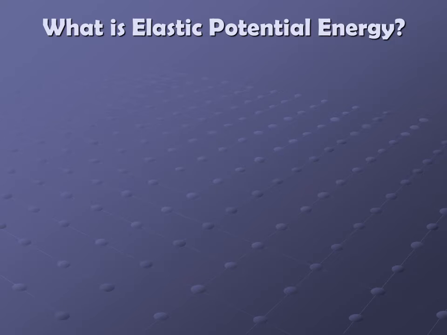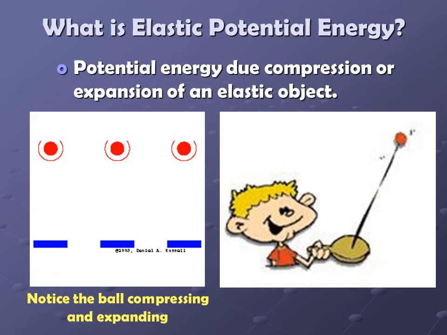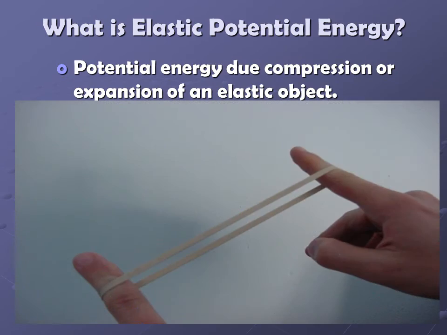So let's talk about elastic potential energy. Elastic potential energy is energy due to compression or expansion of an elastic object. We have a couple different examples here. You have a bouncy ball. This is a bouncy ball in slow motion, notice it's going to compress, which gives it that bouncy effect. You have the same thing over here on the paddle. A rubber band, if you're going to shoot a rubber band across the room, or a slingshot, something like that.